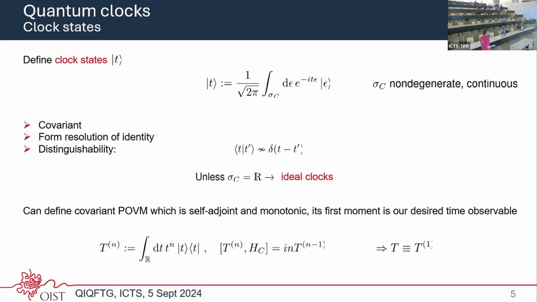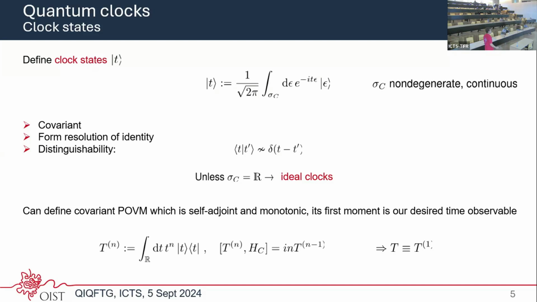Well, T itself will not be self-adjoint for a bounded spectrum, but the covariant POVM, which is actually just this without this T in front, and for some Borel subset instead of the real line, that will be self-adjoint and monotonic. What do you mean it will break down?